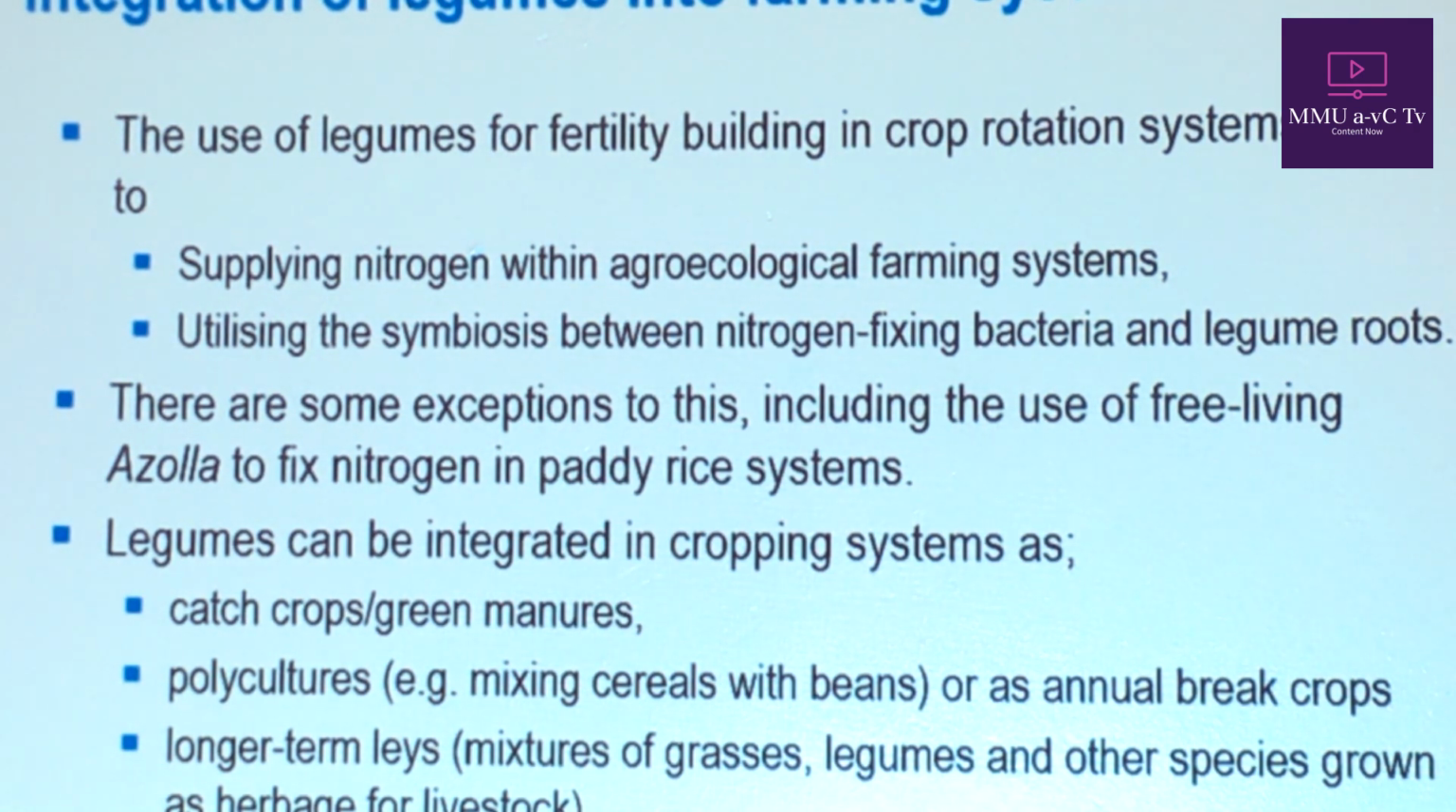in the farming system. So the use of legumes for fertility building in crop rotation systems is very key in supplying nitrogen within agroecological farming systems, utilizing the symbiosis between nitrogen-fixing bacteria and legume roots. There are some exceptions to this, including the use of free-living azolla to fix nitrogen in paddy rice systems. So if you are planting paddy rice and you integrate azolla, then you are doing the same as the legume cover crops would be doing.